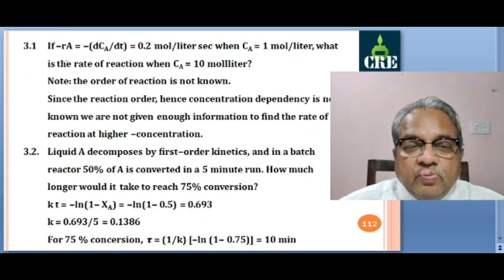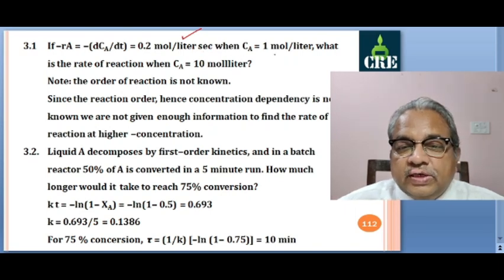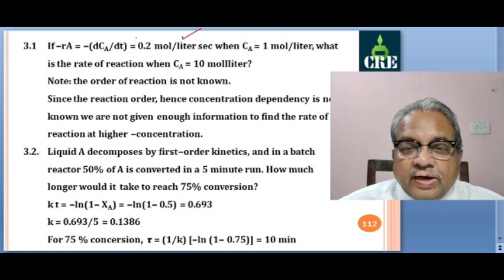So here, 3.1, first problem: minus Ra is equal to minus dCA by dt is equal to 0.2. Units are moles per liter per second. So moles per liter is concentration and time is represented in seconds. When Ca is equal to 1 mole per liter, this is the rate law. What is the rate of reaction when Ca is equal to 10? If you change this value.